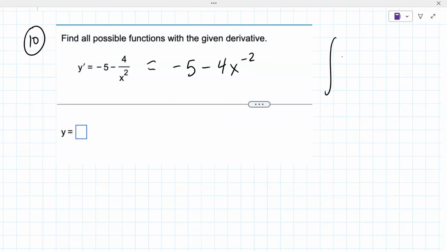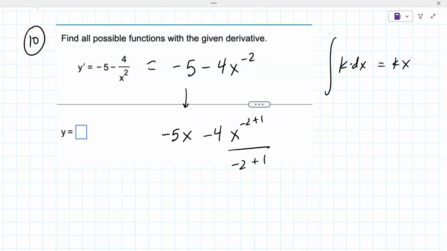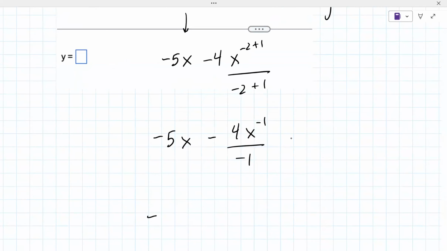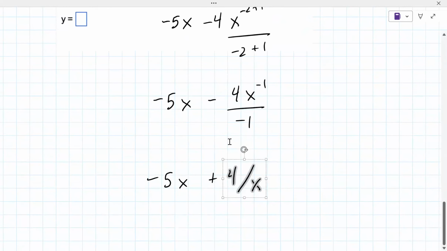Okay. As a reminder, when it's a constant times dx, it's kx. So this first one becomes minus 5x when you find the antiderivative. The second one here is the power rule. You add 1 to the exponent and divide by the new exponent. So that's minus 5x minus 4x to the minus 1 over minus 1. So you end up getting minus 5x plus 4 over x, like that. Because it's x to the minus 1, it becomes over x. And maybe just write this a little better. Plus c.